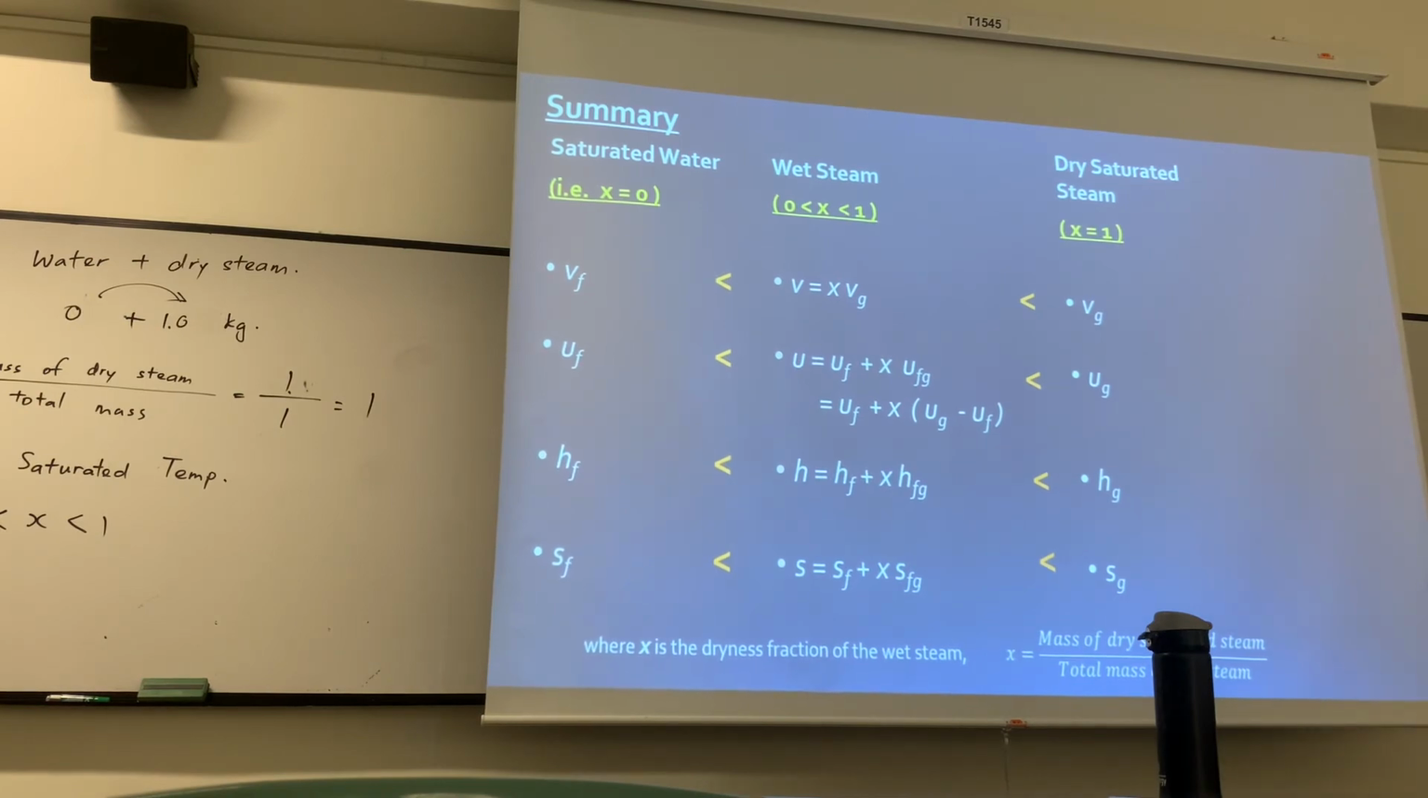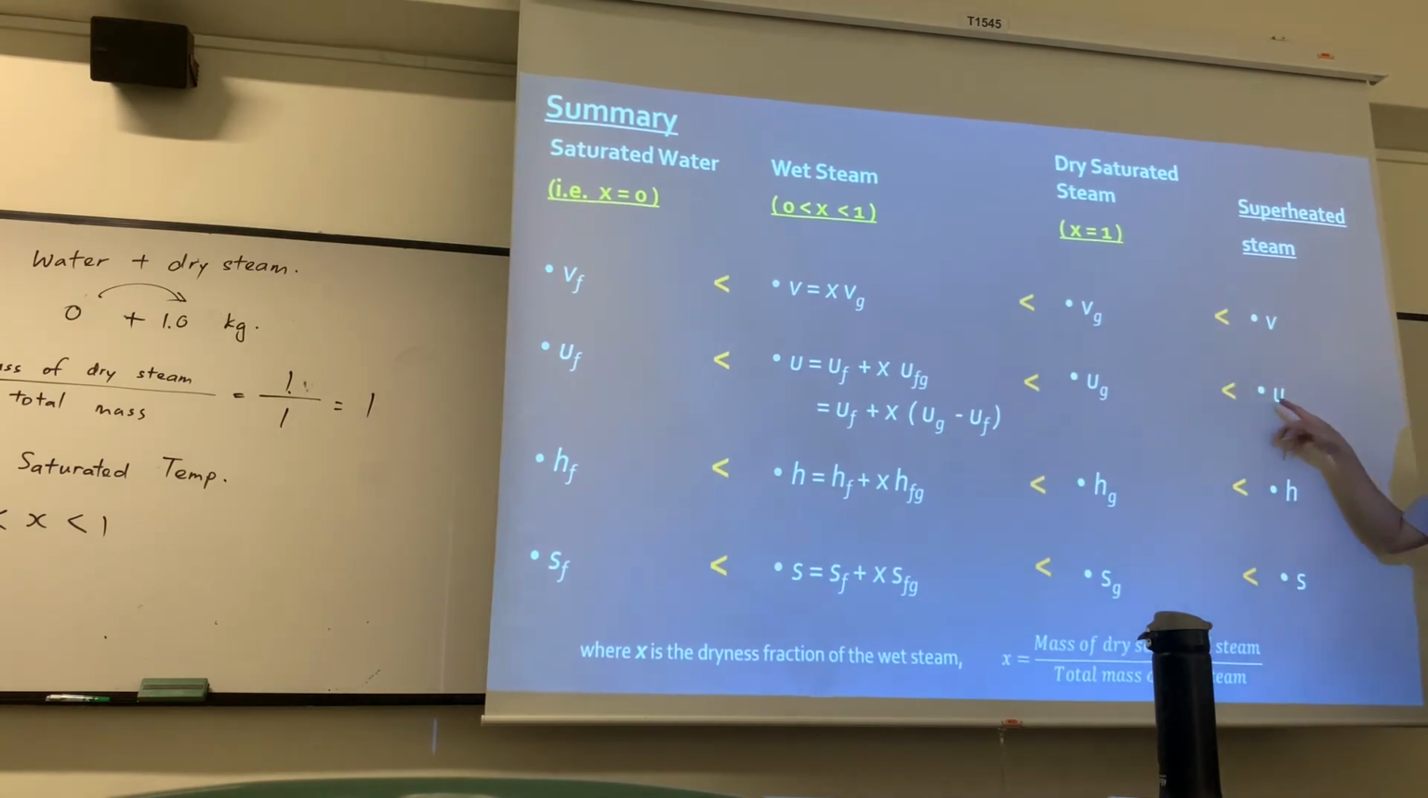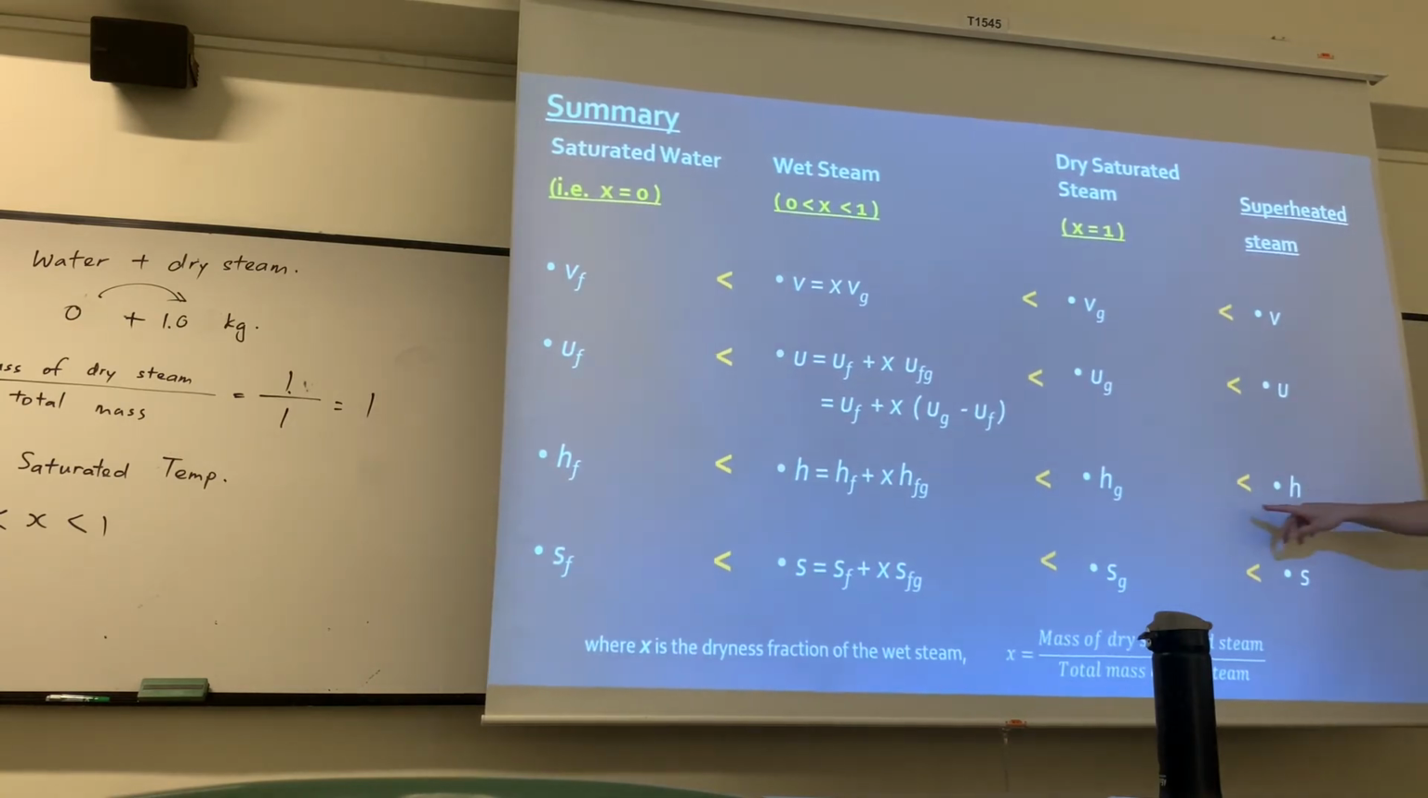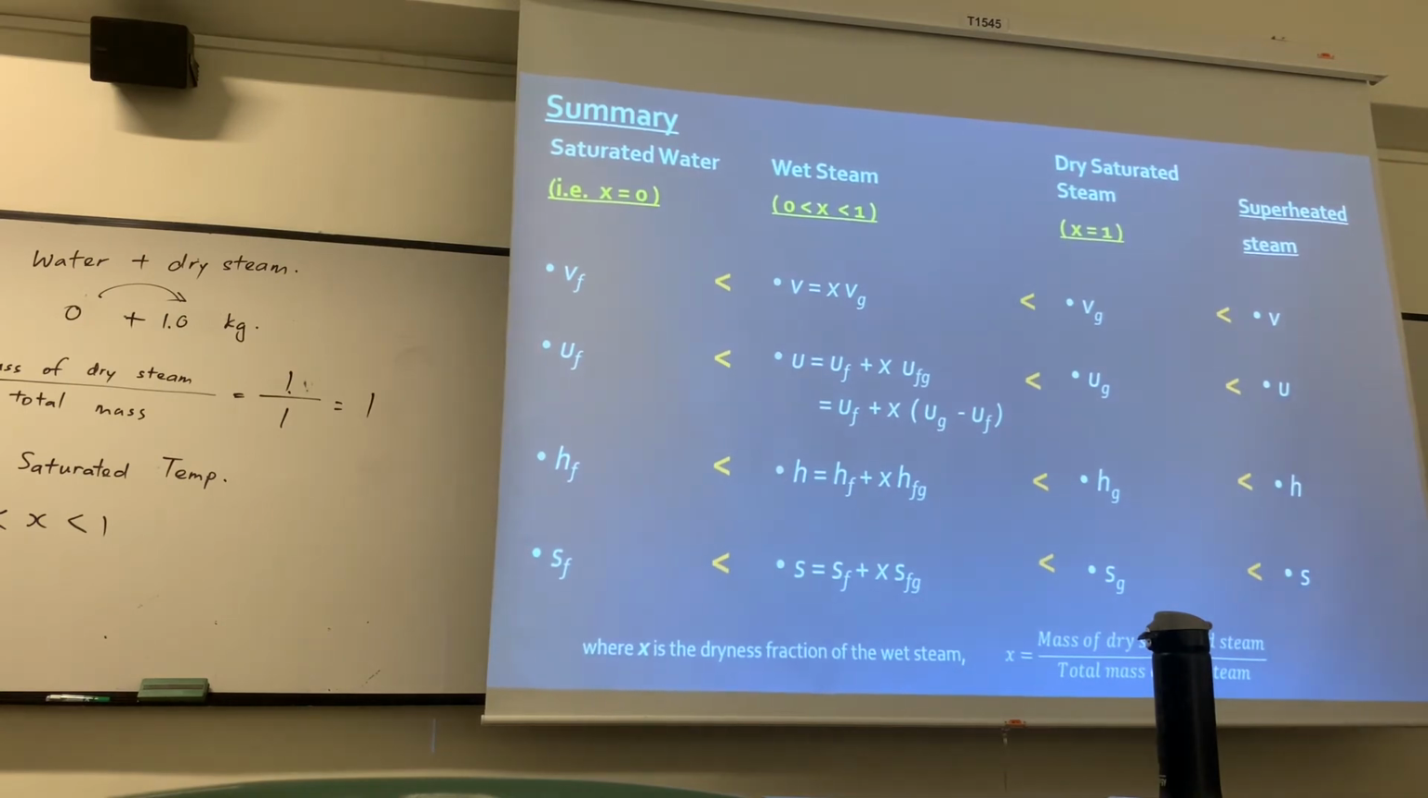If let's say you have a value more than Vg or a value more than Ug, then how? That will be superheated steam. The superheated steam value will be more than all the G values. So the V will be more than Vg, U will be more than Ug, H will be more than Hg. Okay?